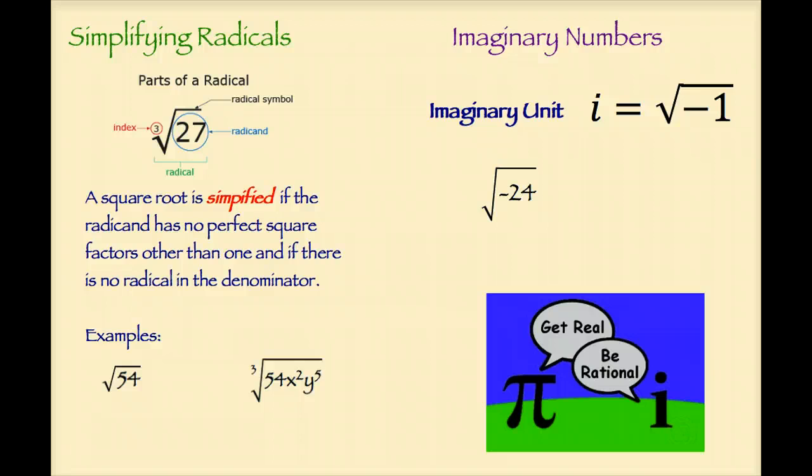Now, before we move on to the quadratic formula, let's take a moment to talk about simplifying radicals and imaginary numbers. Now that these radicals are cropping up, we need to know how to handle them. Here are parts of a radical. This is the radical expression. The number here is known as the index. If no number is there, the default index is 2, which is the square root. The number underneath the radical is called the radicand, and here is the radical symbol. A square root is simplified if the radicand has no perfect square factors other than 1, and if there's no radical in the denominator. And when we're dealing with quadratics, it is square roots that we'll be dealing with primarily.